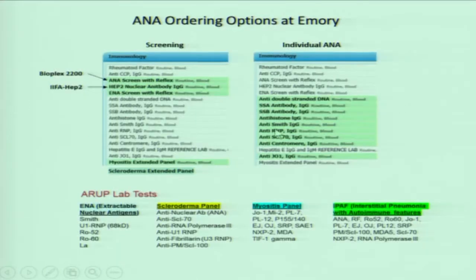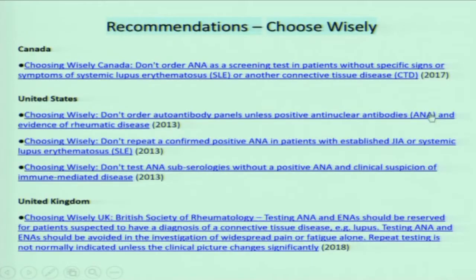This is what you can order here at Emory, either the screening tests. This right now is the Symphony rather than the Bioplex, but it may become the Bioplex. And then these are the individual tests and the different panels that can be sent either for scleroderma, myositis, or interstitial pneumonia with autoimmune features. They can be ordered to get all those antibodies at once.